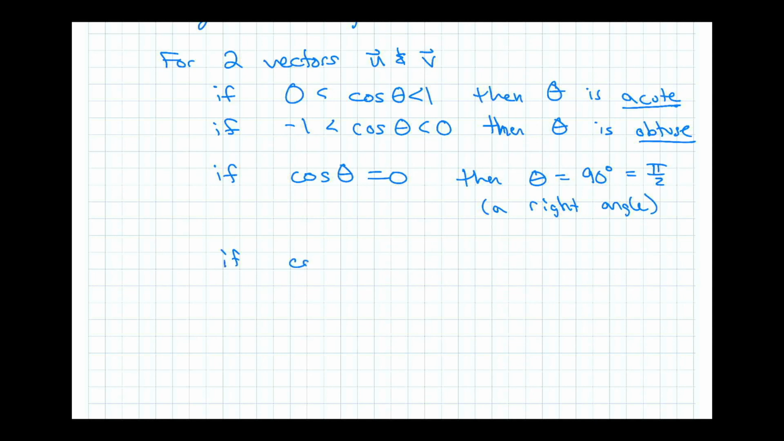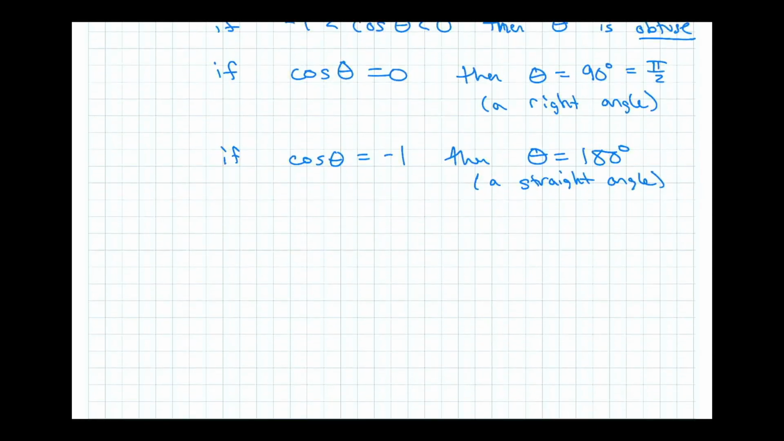And if the cosine of theta equals -1, then theta is 180 degrees. That's what we call a straight angle. Is there anything we're missing? If cosine theta is +1, then theta equals 0. The vectors have the same direction.